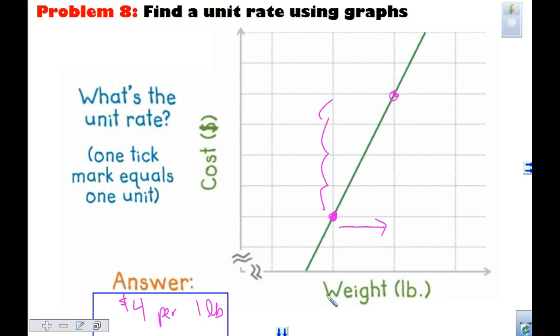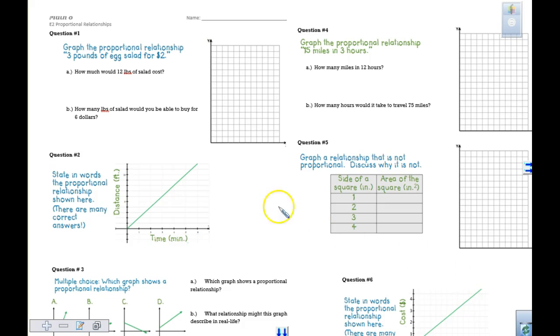Your homework. Key thing, for it to be proportional, this question says, in 3A, how do you get a proportional relationship? So let's go back to number 1, please. It says, graph the proportional relationship of 3 pounds of egg salad for $2. What is my X? What is my variable X? Is it the pounds or is it the dollars? This should be my pounds down here.